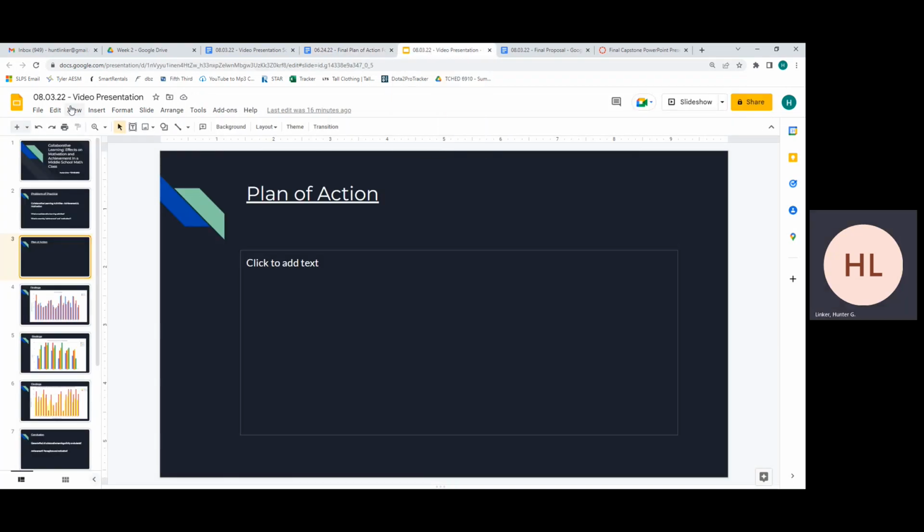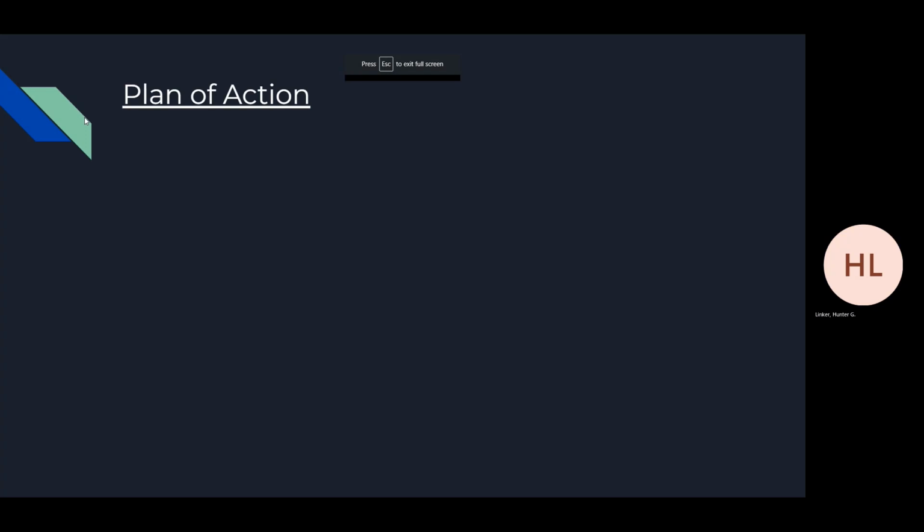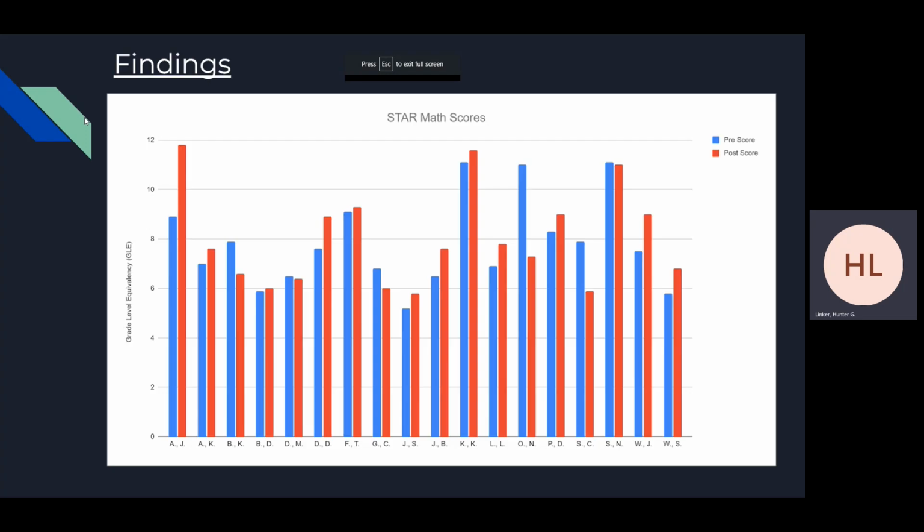All right, so that is it for the plan of action. Next, we're going to talk about my findings. So this is a graph of the STAR math scores, the pre and the post. And this was how I measured individual student achievement. The STAR test included the same standards from the collaborative learning activities.